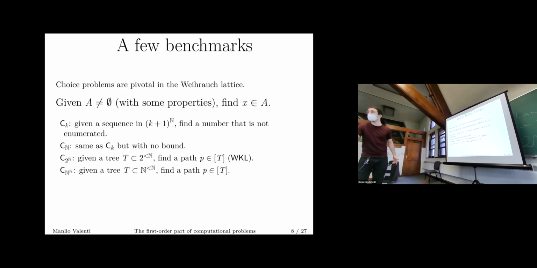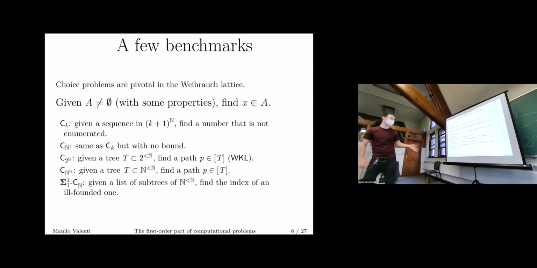For choice in the Baire space, same thing, but now the tree is in the Baire space, so much more complicated. And there are many variants of these problems. I don't want to mention them all. Let me just mention Sigma-1 choice.